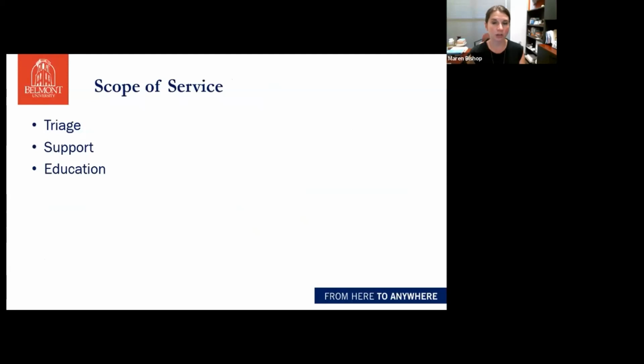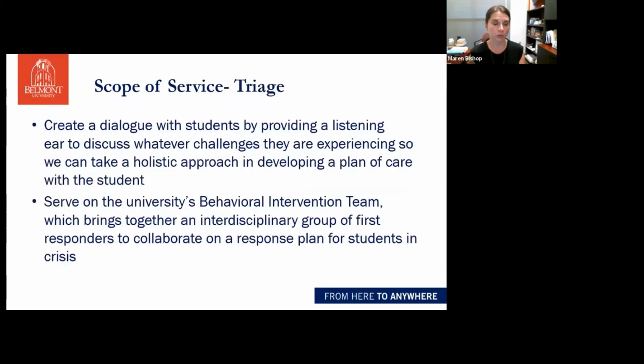Now with triage, this is where we are going to help figure out what is going on with the student. So they might have gotten referred to our office, and then we meet with them and have a conversation to figure out what is happening and then go from there. We also work as part of the university's behavioral intervention team, which is an interdisciplinary group of first responders where we will collaborate with them if it's more of a crisis or an emergency.